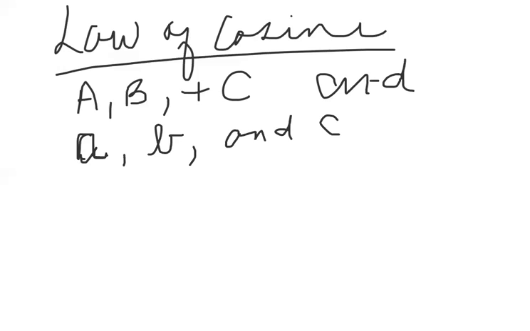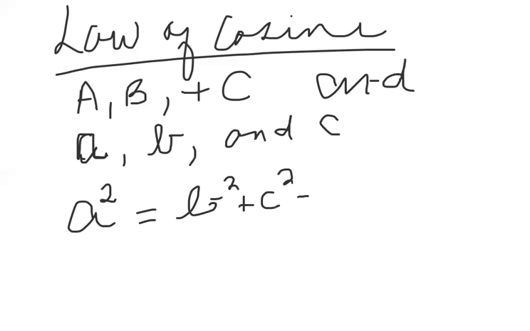then we can use the following formulas to find the length of a side of a triangle. So we can use this formula to calculate the length of side a: a squared is equal to the sum of the other two sides squared, b squared plus c squared, minus twice b times c, the lengths of b and c, multiplied by the cosine of the angle, in this case, angle A.